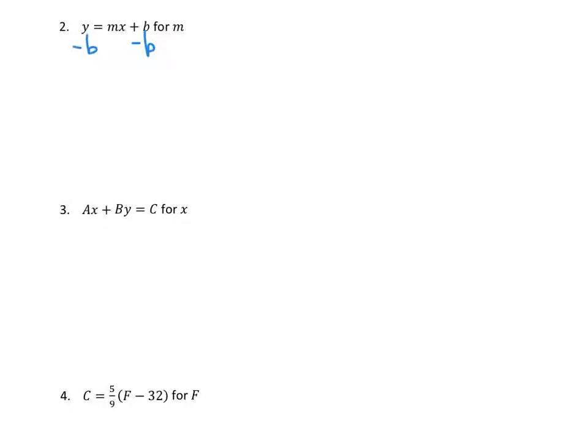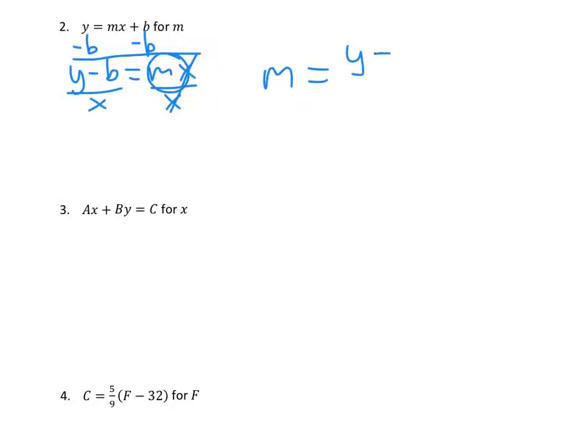That gives us y minus b equals mx. Now to get m alone, since it's being multiplied times x right now, we have to divide both sides by x. That makes the x's cancel out, and it leaves us with the m, which is what we want. So m equals y minus b divided by x.